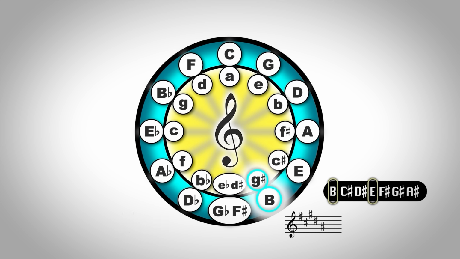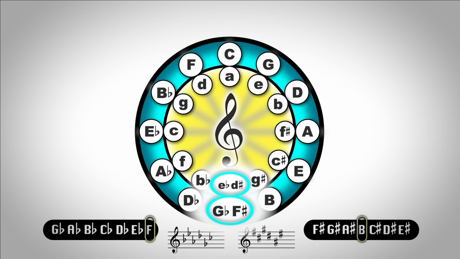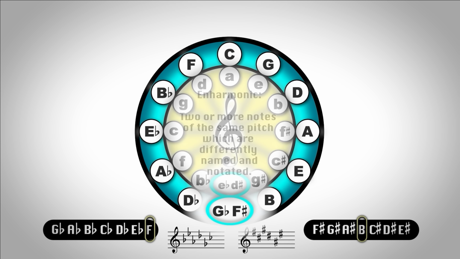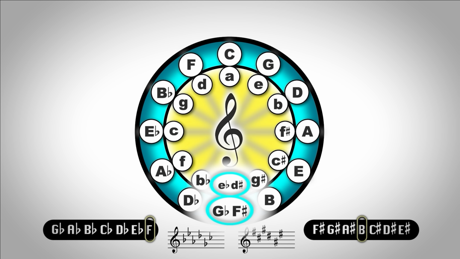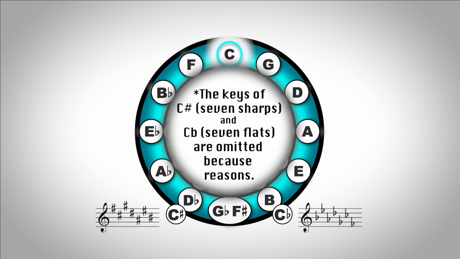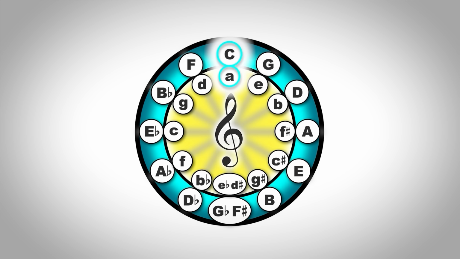With 5 sharps and 2 natural tones, the key of B is the 5th key on the right. And in the 6 o'clock position, with 6 flats and 6 sharps, respectively, the enharmonic keys of G flat and F sharp. These 2 keys share the same set of pitches, but give each a different name. And though they're often included, we're leaving out the keys of C sharp and C flat for now.